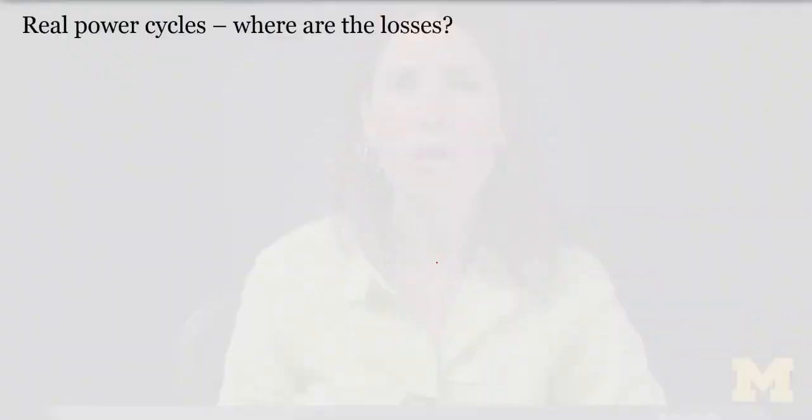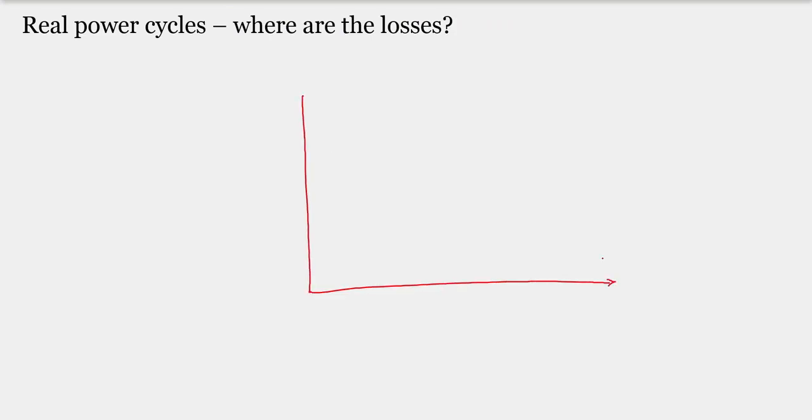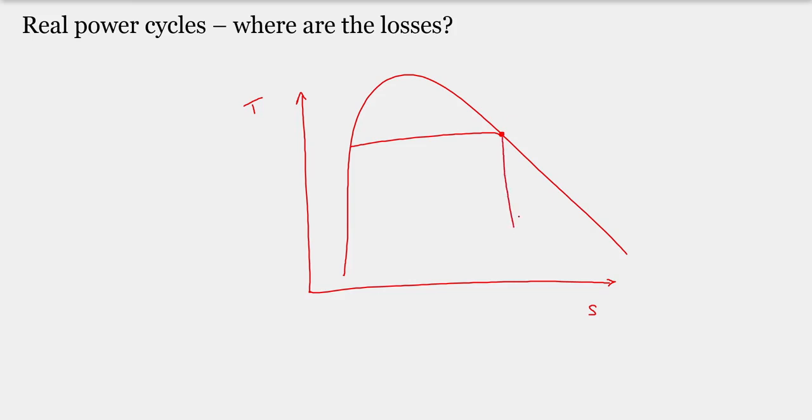Okay, so real power cycles. Where are the losses? I promised you we'd actually talk about those losses in an actual system. Again, we'll start with our temperature entropy diagram as a means to have that conversation. So here's my vapor dome like before. Let's draw my basic power cycle in ideal performance. So we'll put our two isobars on here.